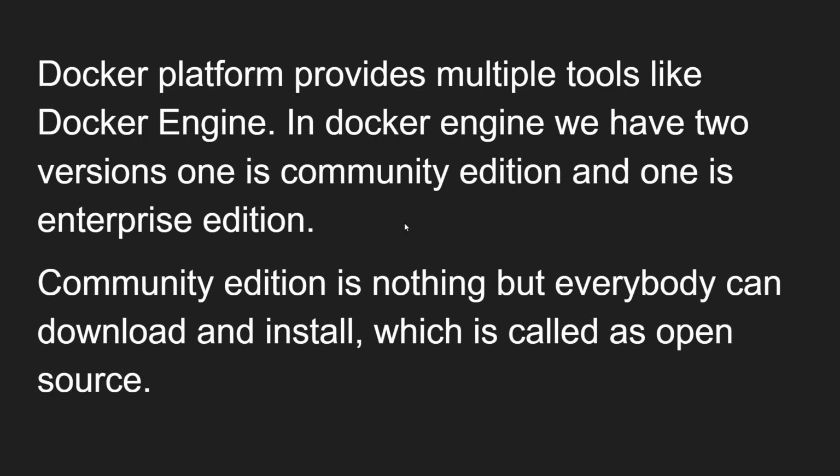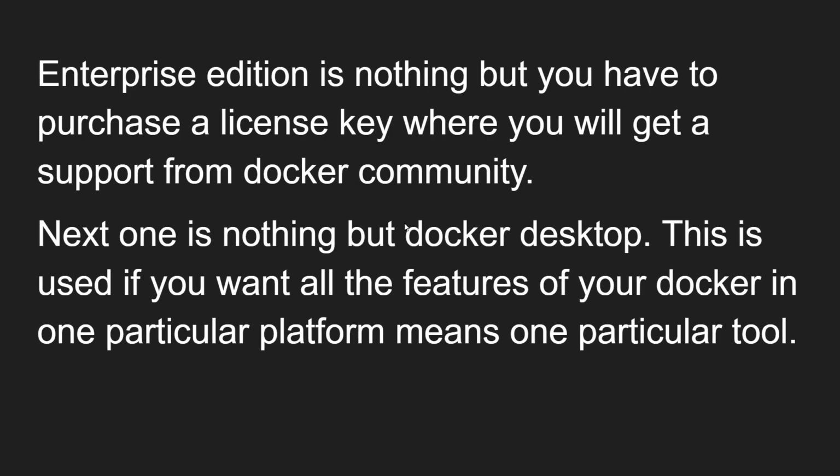One is Community Edition and another is Enterprise Edition. Community Edition is nothing but everybody can download and install it. That is nothing but open source. Whereas the Enterprise Edition is nothing but you have to purchase a license key where you will get support from the Docker community. So Enterprise Edition is a licensed version. If you purchase the key, then you will get support from the Docker community.